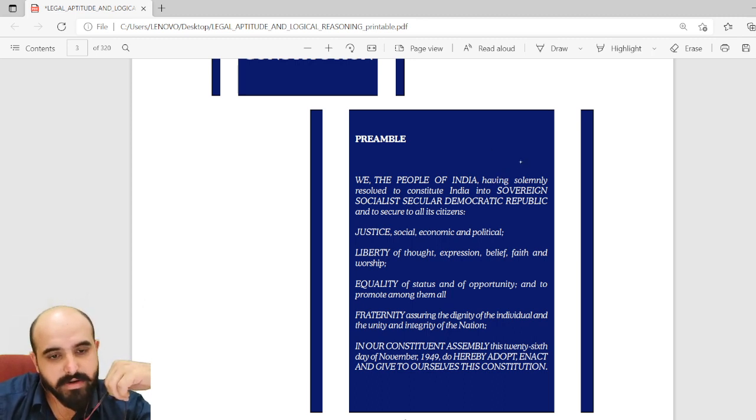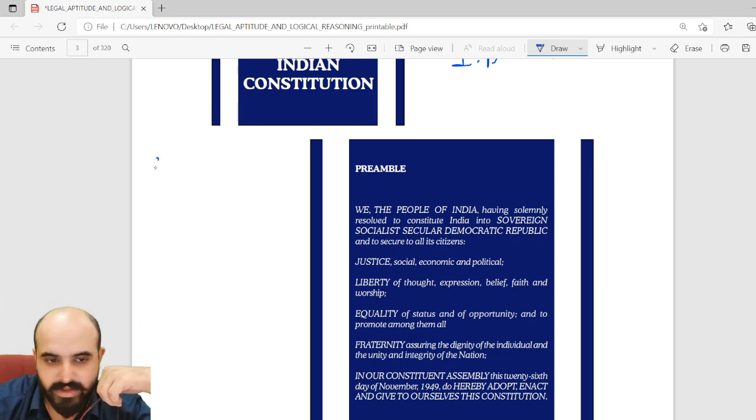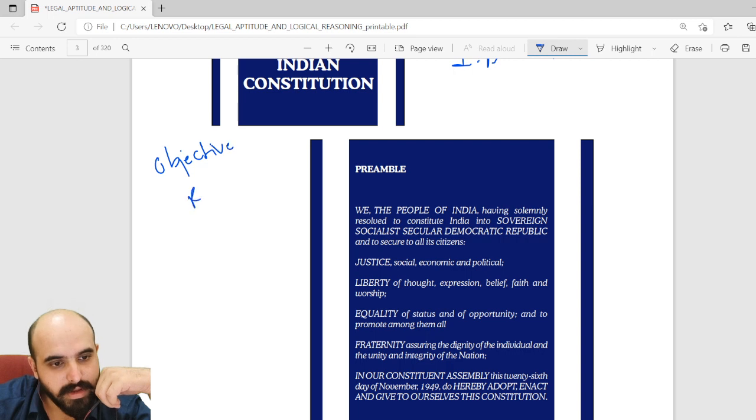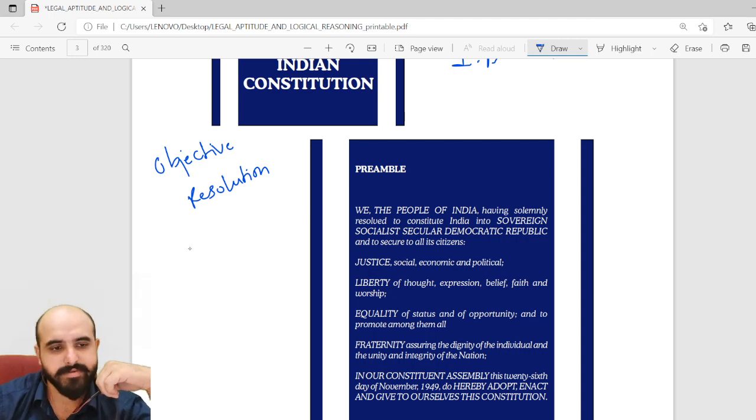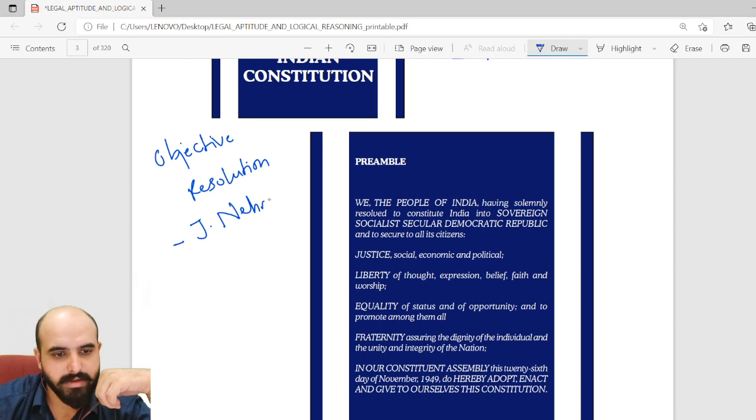When we talk about the constitution, how we got it was through the objective resolution. It was given in the objective resolution by Jawaharlalji Nehru. Right. Okay.